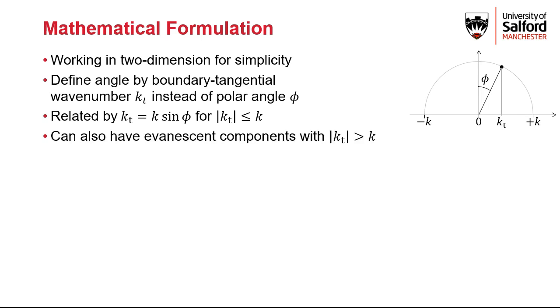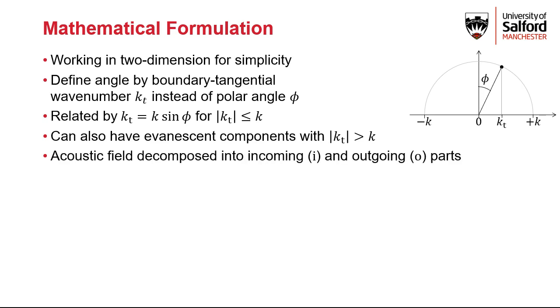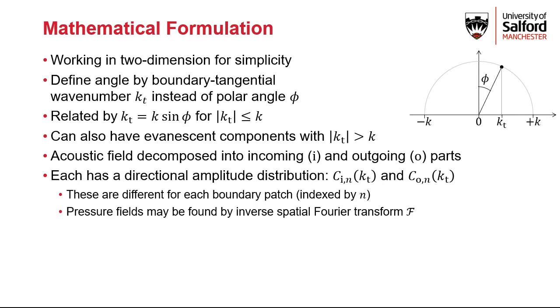You can also have evanescent components, so this is going to be useful for measurements. Geometric algorithms don't tend to consider evanescent components, but as is well known in holography, you measure them, and they are there and they are important. So this can actually cope with that. And we'll decompose the acoustic field into incoming and outgoing parts, and each of these has a directional amplitude distribution. Now, I've called these C here, and there's a bit more explanation of this in the paper.